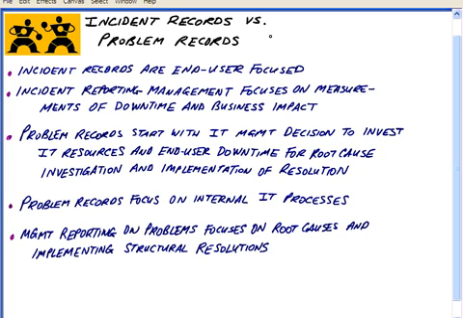Next, we want to look at an important differentiation in the area of incident management, and that is incident records versus problem records. And before we even discuss the record aspect, because recording and monitoring is a huge part of incident management, we want to define the difference between incidents and problems, okay? Well, we've already defined incidents, but a problem, this is a very important factor, a problem is the unknown underlying cause of one or more incidents.